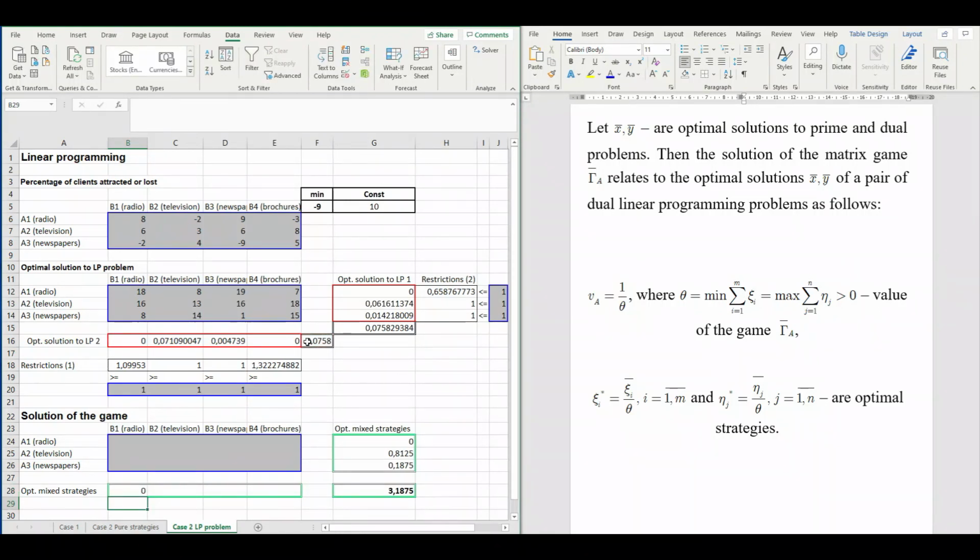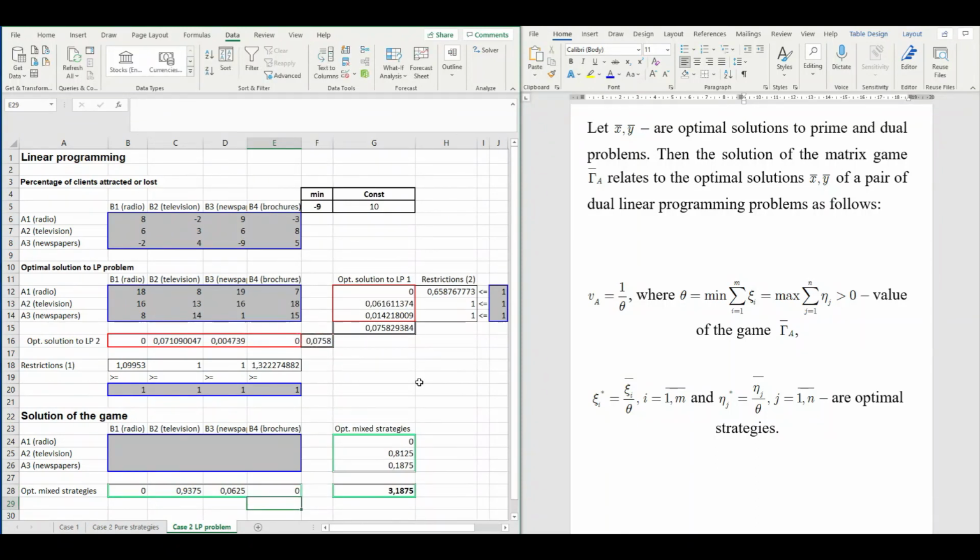The same way, let us calculate the second element of the optimal strategy of the second player. It is eta2 with line in the cell C16 over theta in the cell F16. Now let us calculate the third element of the optimal strategy of the second player, and it is eta3 with line, the cell D16, over theta. And let's calculate the fourth element of the optimal strategy of the second player. It is eta4 with line in the cell E16 over theta.